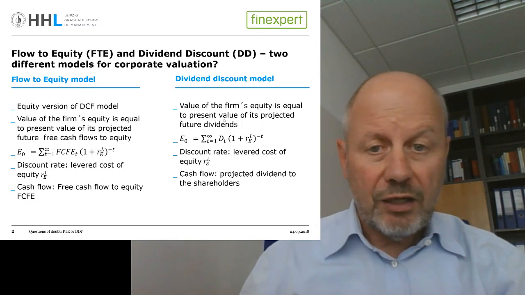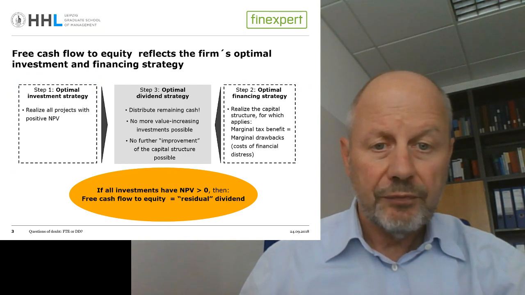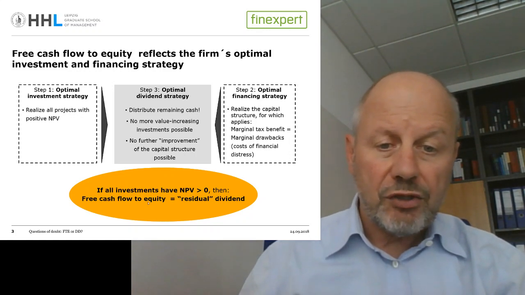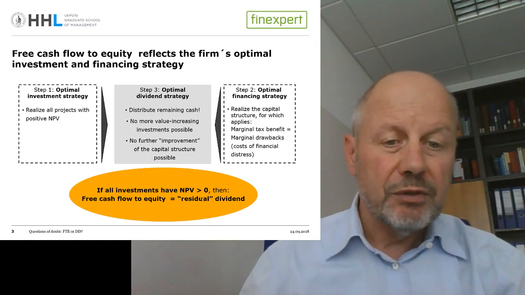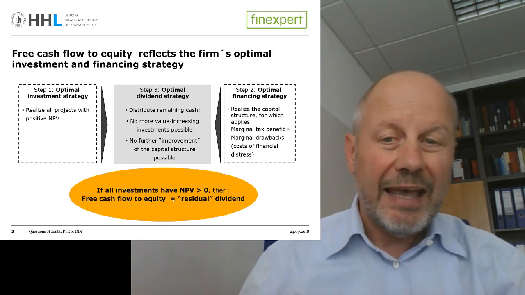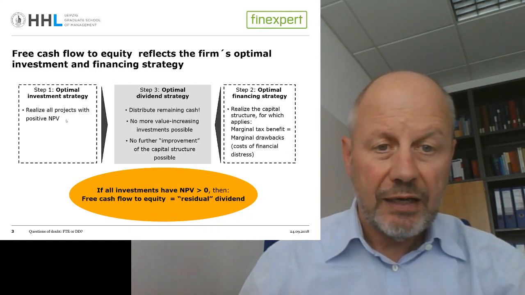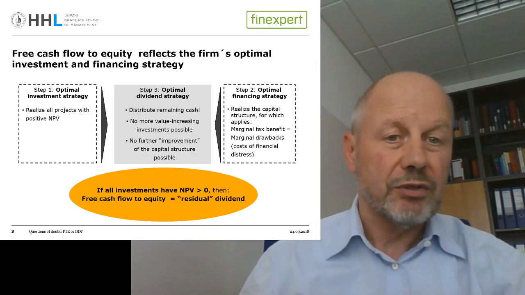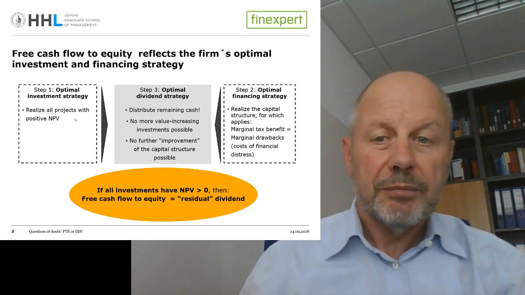So in order to answer our question, we first look at the flow to equity model and the free cash flow to equity as its cash flow definition. The free cash flow to equity can also be considered as the so-called residual dividend. And the residual dividend is the dividend that the firm could afford to pay out to its shareholders after realizing all good investment opportunities that carry a positive net present value, and after having established the optimal debt level and the optimal capital structure.